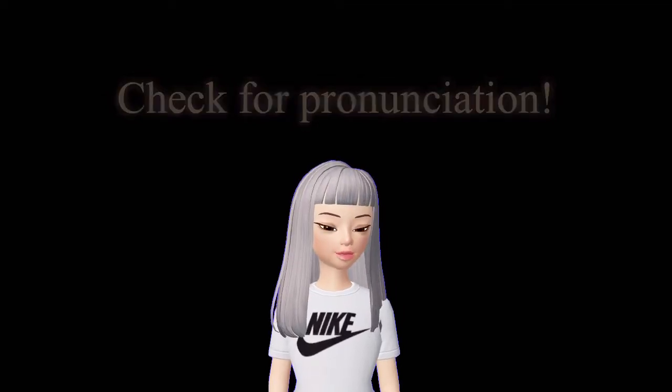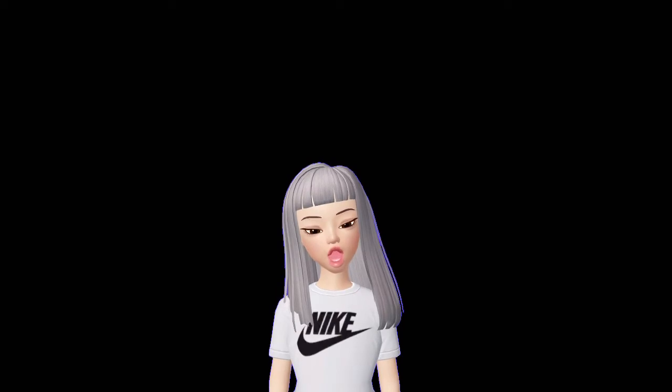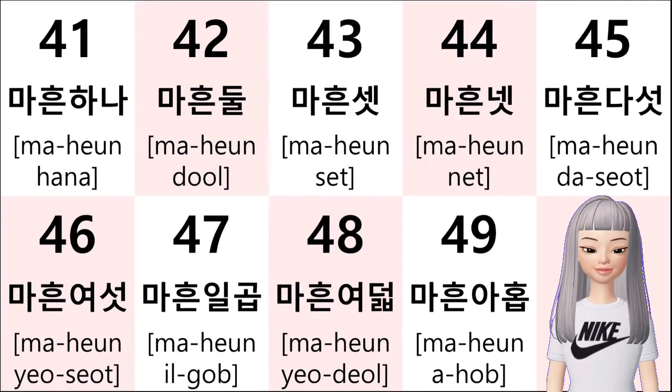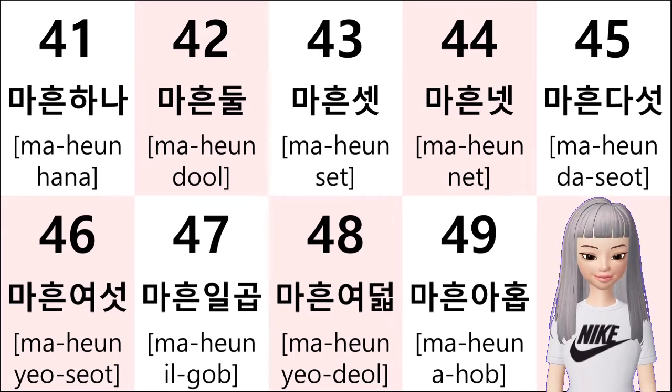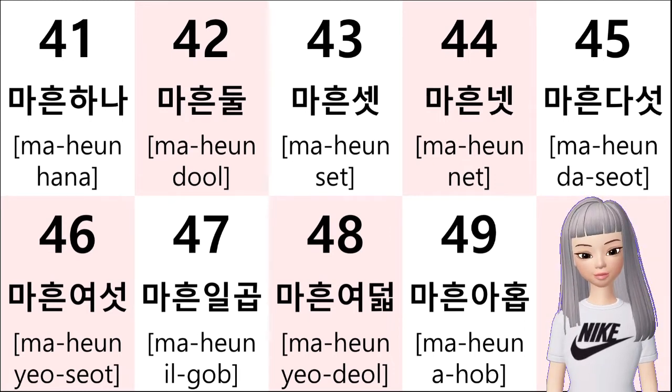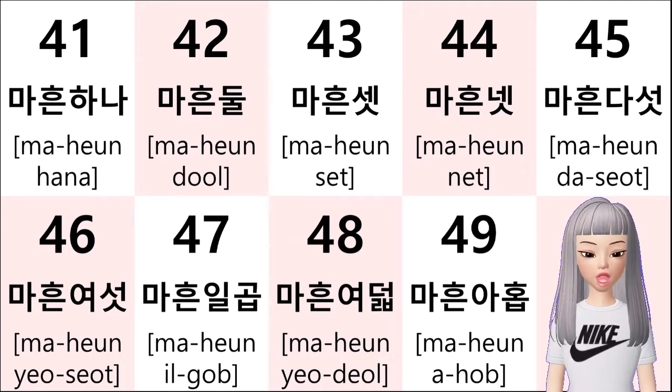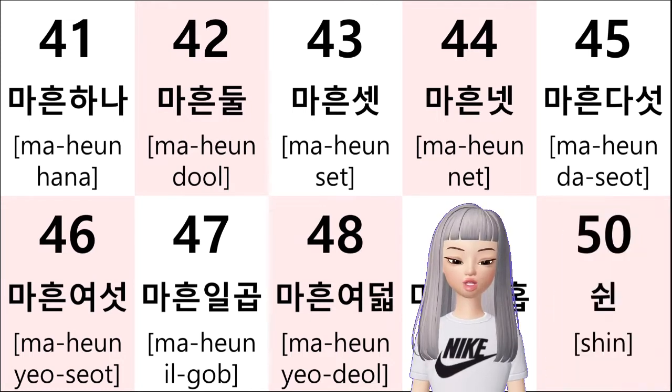Okay, so I know it can get a bit boring now with the same pattern, but let's keep going just to make sure that you get the pronunciation correctly. 41 is 마흔 하나. 42, 마흔 둘. 43, 마흔셋. 44, 마흔넷. 45, 마흔다섯. 46, 마흔여섯. 47, 마흔일곱. 48, 마흔여덟. 49, 마흔아홉. Now for 50, it's 쉰.